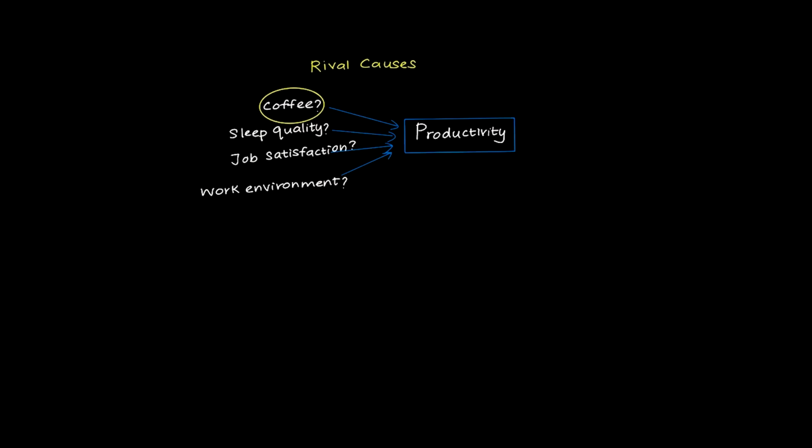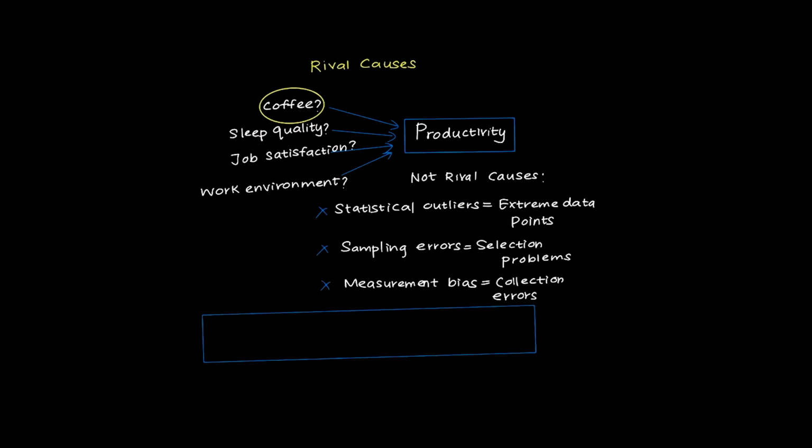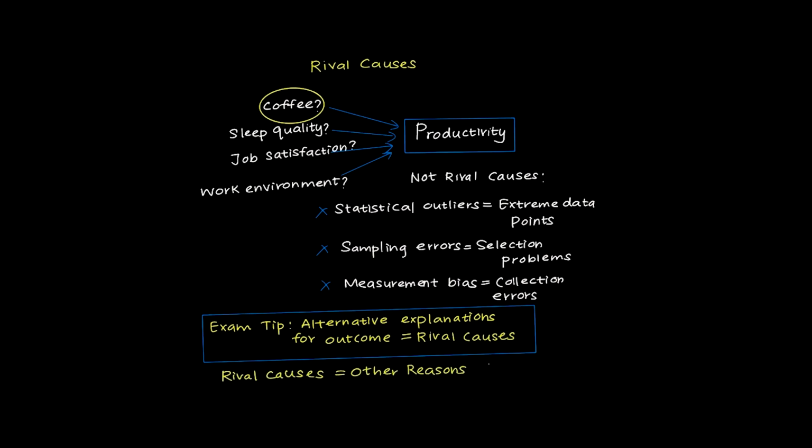Statistical outliers are extreme data points, not alternative explanations. Sampling errors involve problems with how participants were selected. Measurement bias involves systematic errors in data collection. None of those describe competing causal explanations. Here's a WGU D265 OA exam tip for you. When other factors could explain the same outcome, those are rival causes, and they weaken causal claims. Quick recall hook: rival causes equal other reasons it could have happened.